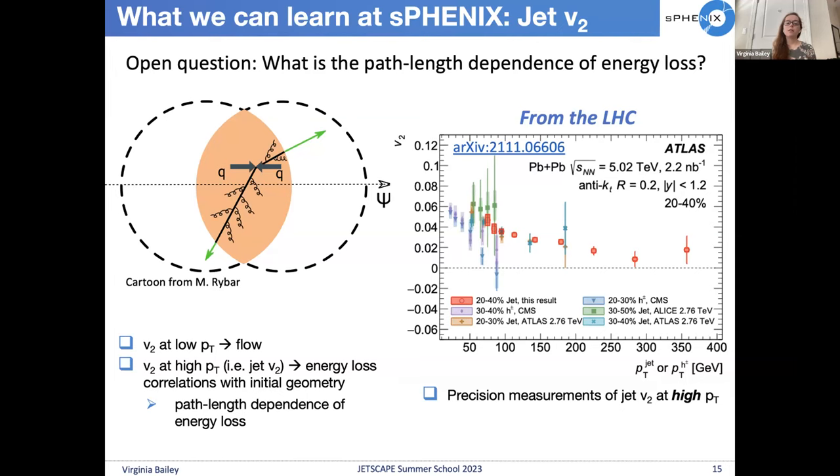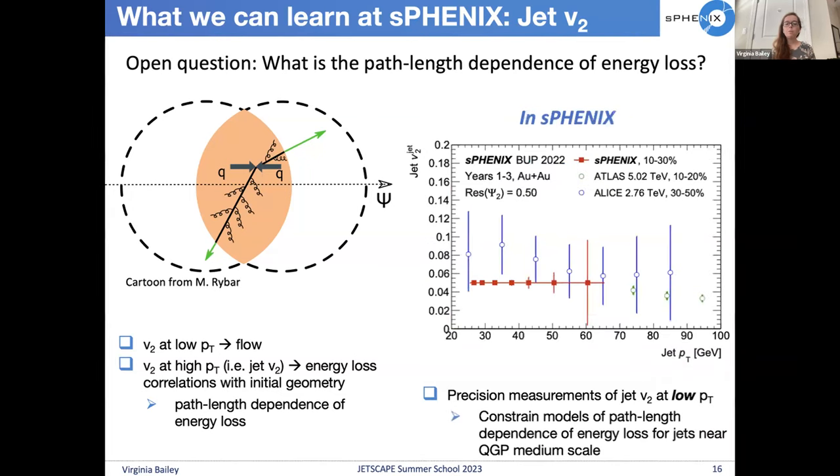And one way that you can really get to this is by looking at the v2 of jets, where you're basically correlating the energy loss that you see with the initial geometry to understand the path length dependence. On the right here, I'm showing a summary of measurements from the LHC, both for jets and high-pT hadrons. You see that there's good precision, especially going to high pT, for these measurements from the LHC. But where sPHENIX can really contribute is going to this low-pT region, where we would be able to constrain models of path length dependence of energy loss for jets that are much closer to the scale of the QGP medium itself.